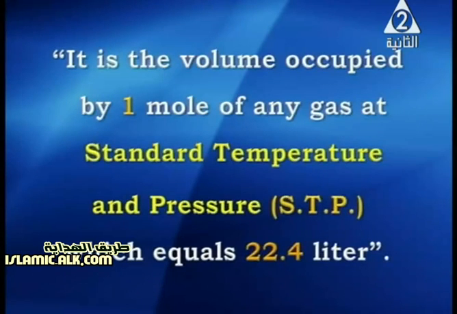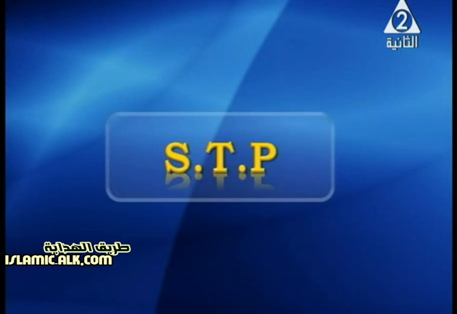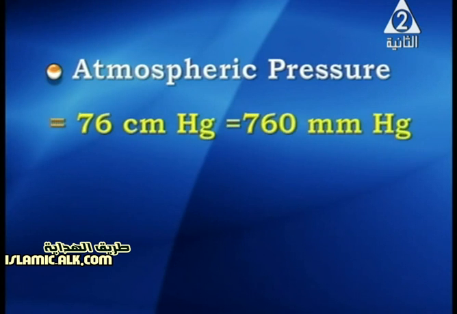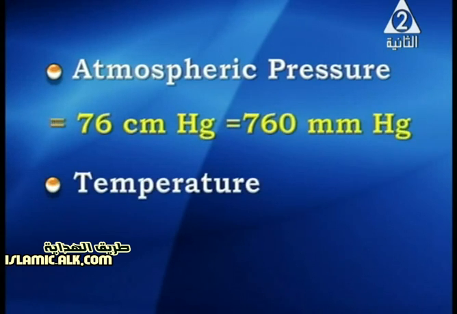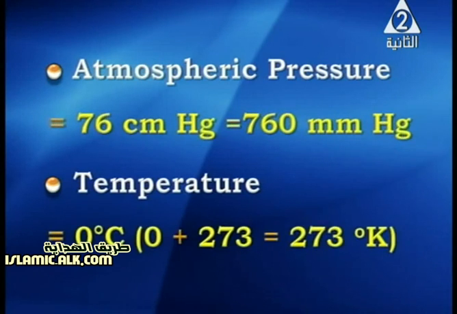It is the volume occupied by 1 mole of any gas at standard temperature and pressure, which we call STP, which equals 22.4 liters. Here the standard temperature and pressure means the atmospheric pressure equals 76 centimeter mercury or equal to 760 millimeter mercury, and the temperature equals 0 degrees Celsius or 0 plus 273 equals 273 degrees Kelvin.